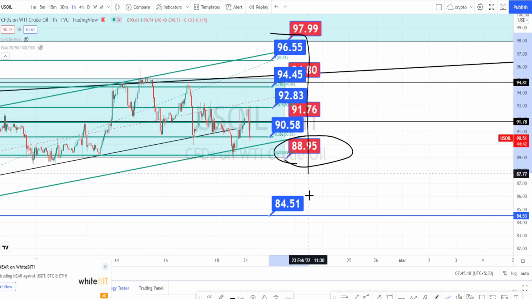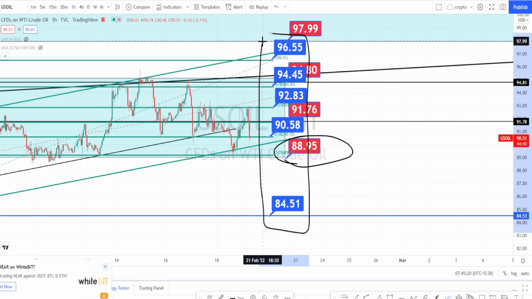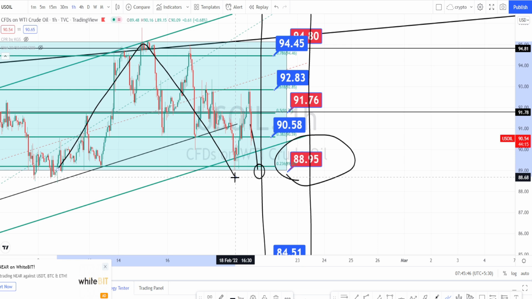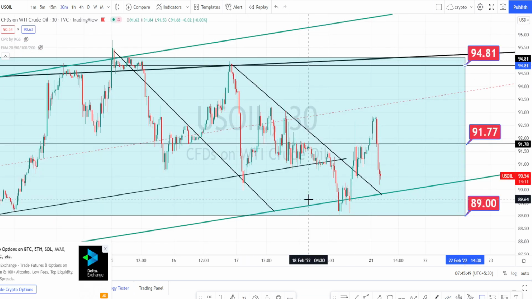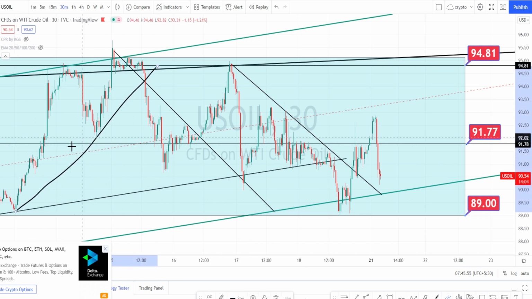So the values within these blue color boxes are the support and resistance levels for the current price action in crude oil. Let us do the analysis in 30 minutes time frame. I am in 30 minutes time frame now. When we analyze the price action in 30 minutes time frame, it was on a very nice bullish trend, and it formed a double top pattern.